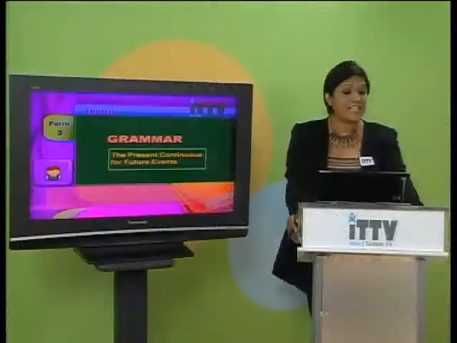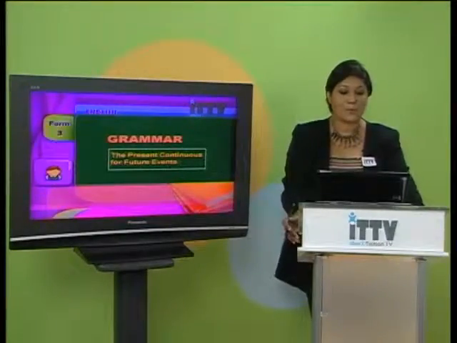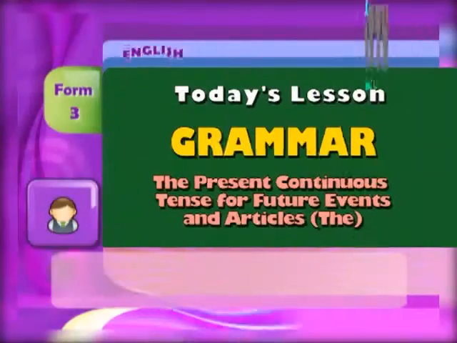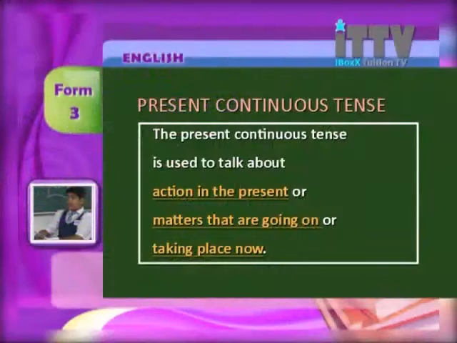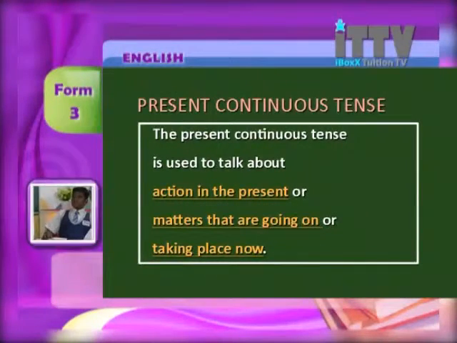Thank you, students. Now let's begin with our lessons. The present continuous for future events. The present continuous tense is used to talk about action in the present or matters that are going on or taking place now. Yes? Simple enough?